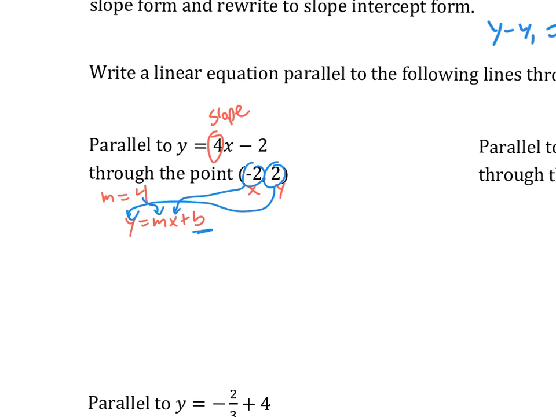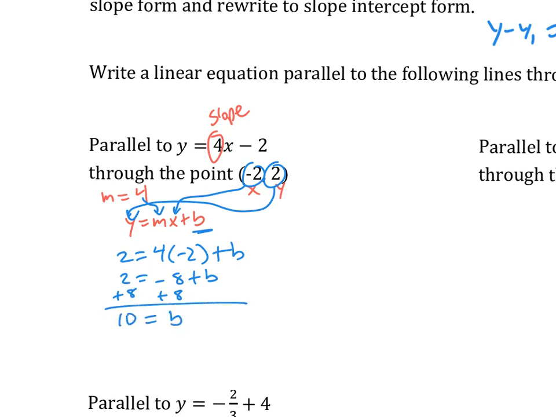Okay, and then we're going to solve for this. So we'll have 2 equals 4 times negative 2 plus b. So 2 equals 4 times negative 2 is negative 8 plus b. And then we solve for b, so we're going to add 8 to both sides. And then 10 is going to be equal to b. So our line is going to be y equals 4x plus 10. Okay, this is the line parallel to y equals 4x minus 2 that goes through the point negative 2, 2.